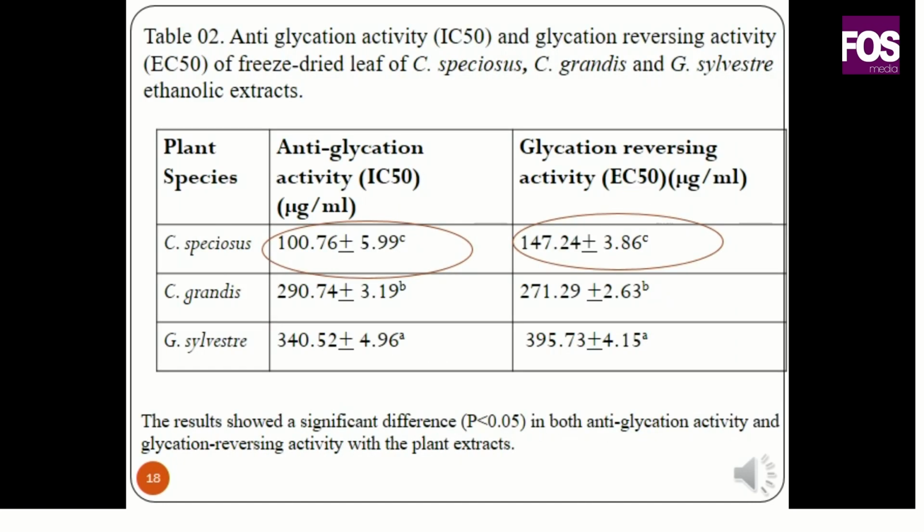Here you can see the IC50 values and EC50 values of the selected species. There was a significant difference in both anti-glycation IC50 values and glycation reversing EC50 values with the plant extracts. The lowest IC50 and EC50 values were shown by the Costa species leaf extract. However, the Costa species values were approximately 5-fold higher than the positive control, rutin.